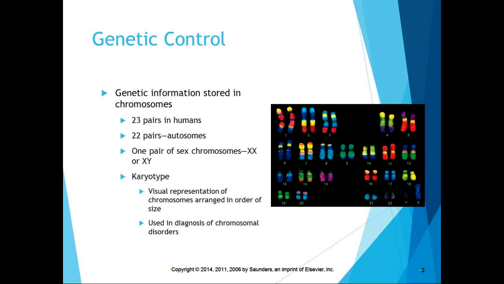So a karyotype is a visual representation of chromosomes arranged in order of size. Whoever first came up with this, when they arrange them, they put the biggest ones first. So number 1 are the longest, and number 22 were the shortest, and then X and Y are at the end. Karyotypes are used in the diagnosis of chromosomal disorders.